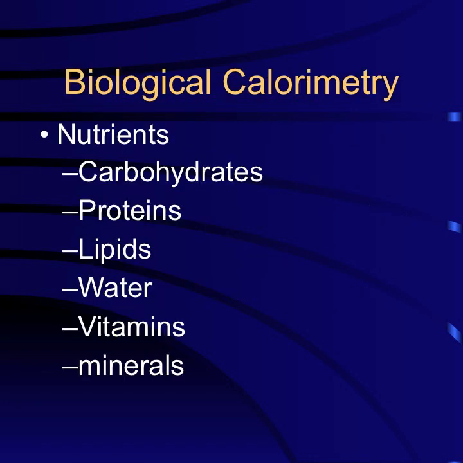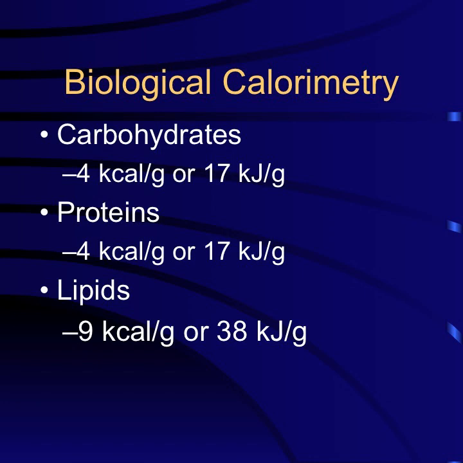When we look at biological calorimetry, we pay attention to the nutrients that we take in and the number of calories that are associated with each one. We'll spend more time on this in a subsequent lesson, but I'm just introducing it here so you start to think about how all of this kind of relates. The nutrients we worry about taking in each day are carbohydrates, proteins, and lipids. Those are our primary sources of our energy or calories. And then, of course, we need to take in water, vitamins, and minerals. It's carbohydrates, proteins, and lipids, again, that we get our energy from.